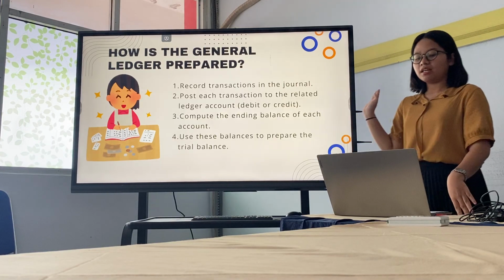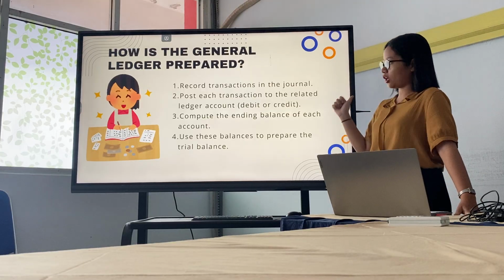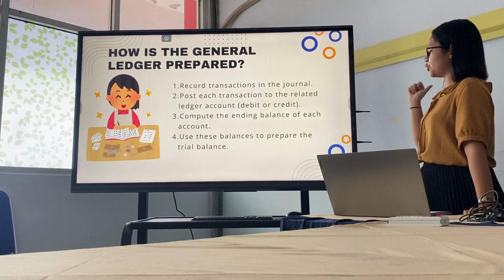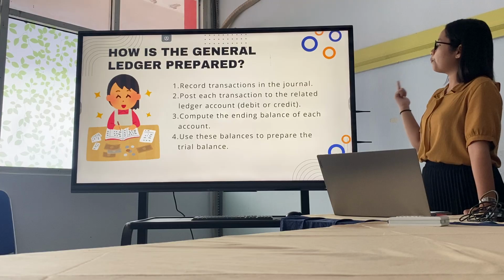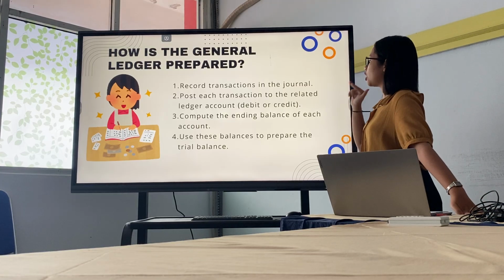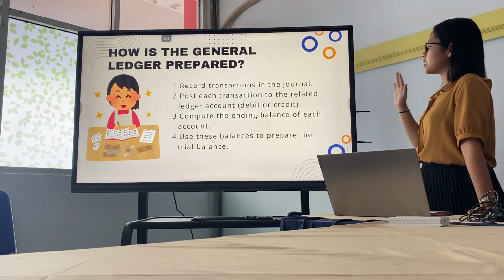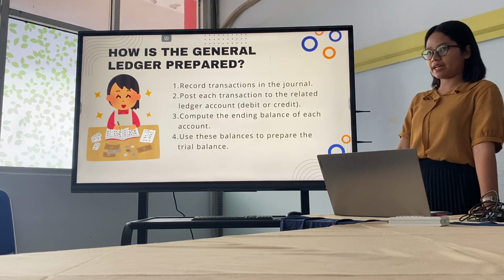And how is the general ledger prepared? First, we have to record all the transactions in the journal. Second, we post each transaction to the related ledger account. Third is to compute the ending balance of each account. Fourth is to use these balances to prepare the trial balance.